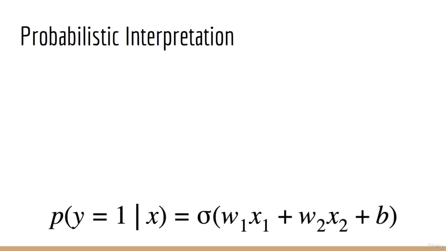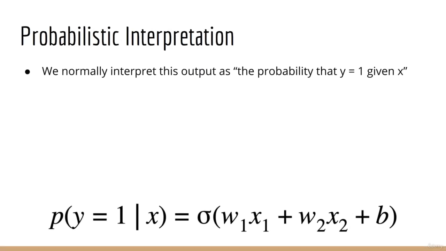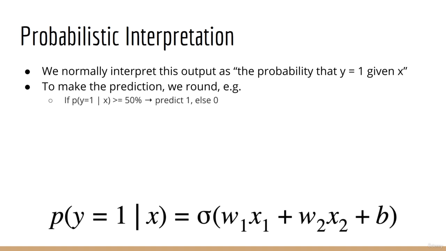We usually interpret this as the probability that y equals 1 given x. Then, when we want to make our prediction, we just round this probability. So if the probability is greater than 50%, we predict 1, otherwise we predict 0. Again, this is called the sigmoid function, which is important to know for our implementation.